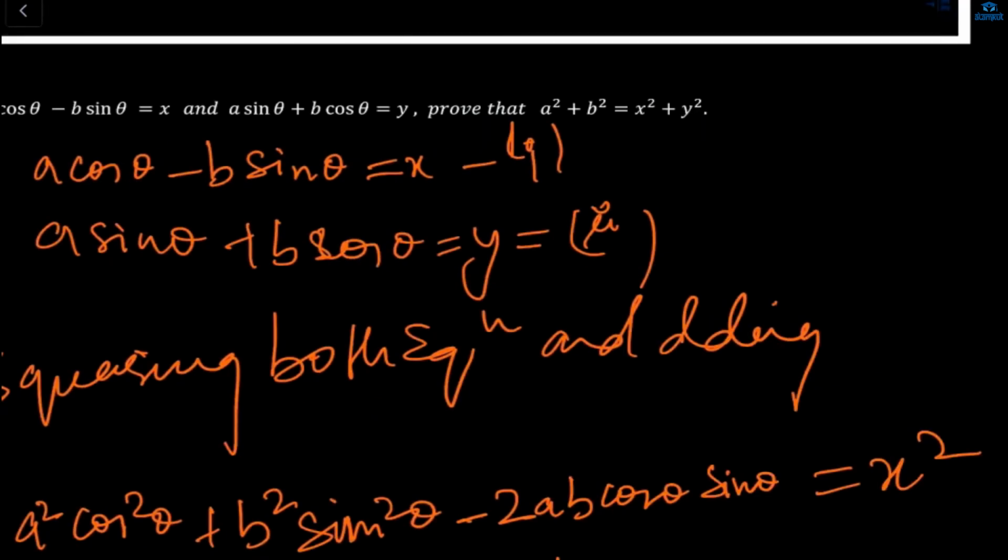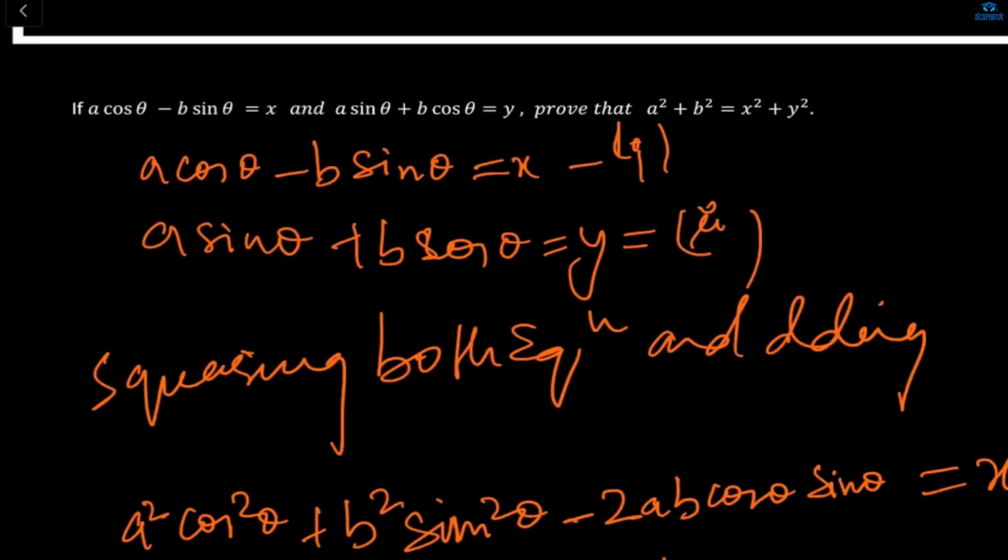Okay, see here from the question. Have you read the question? So here are two equations given to you: a cos theta minus b sin theta is equal to x. This is the first equation, and the second is a sin theta plus b cos theta is equal to y. And now you have to prove that a square plus b square is equal to x square plus y square. So you have to use both these identities, and you have to prove that a square plus b square is equal to x square plus y square.